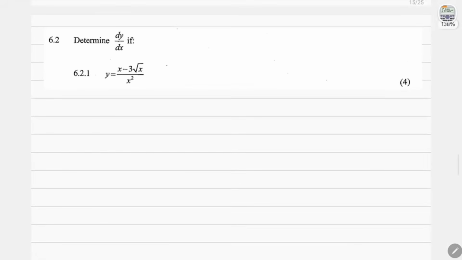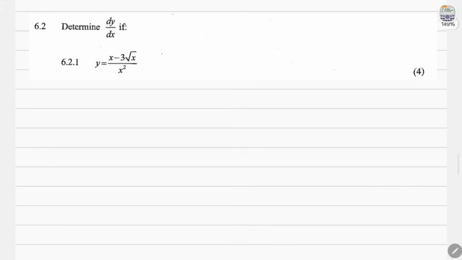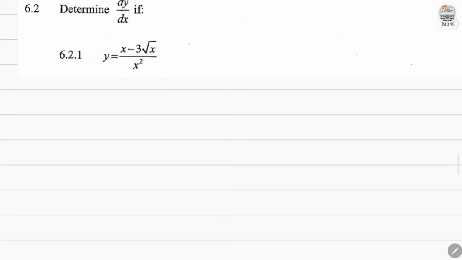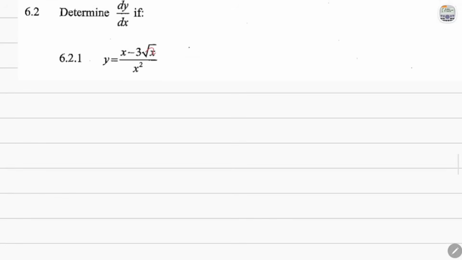Question 6.2 says, determine dy over dx if y equals this. So think about it. Can you find the derivative at this point? Not yet. So it needs to be prepared. We still have a third root with x under the radical. We still have an x in the denominator. We need to fix those.